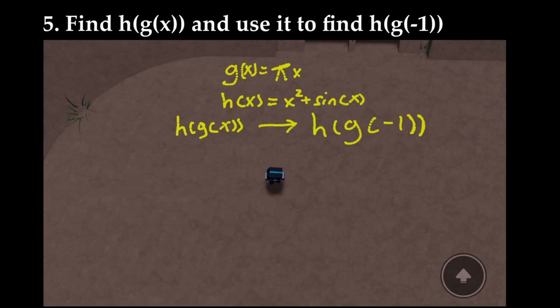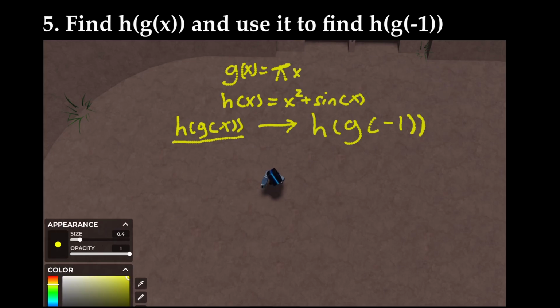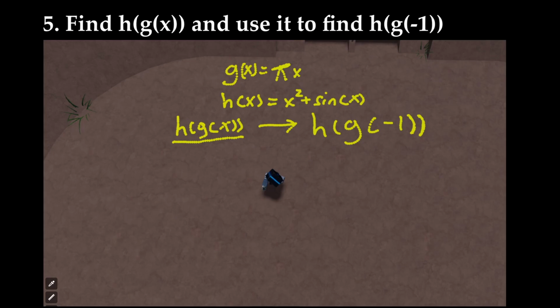In this problem, we have g of x is equal to pi times x, and h of x is equal to x squared plus sine x. We need to find h of g of x first, and then use that to find h of g of minus 1. So let's first find h of g of x. Let me change the color first. So g of x is pi times x. So I can plug that in for g of x.